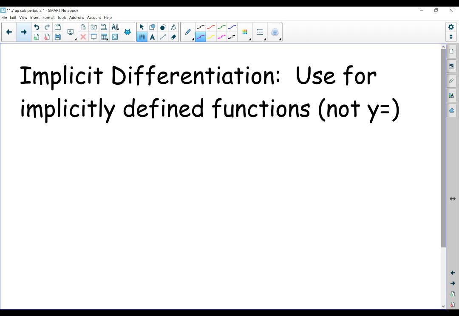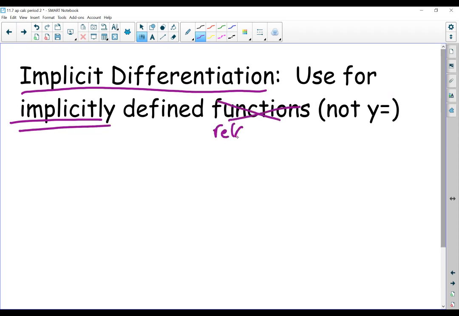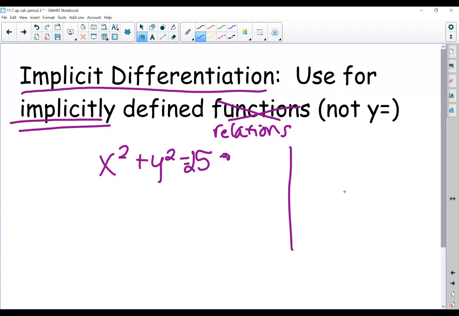Okay, so implicit differentiation is a technique that we use for implicitly defined relations. I'm not going to say functions. I'm actually going to say relations because most of these things are not functions. Okay, so for example, x squared plus y squared equals 25. Now, if you remember what this graph is, it's a circle with a radius of 5, center at 0, 0.